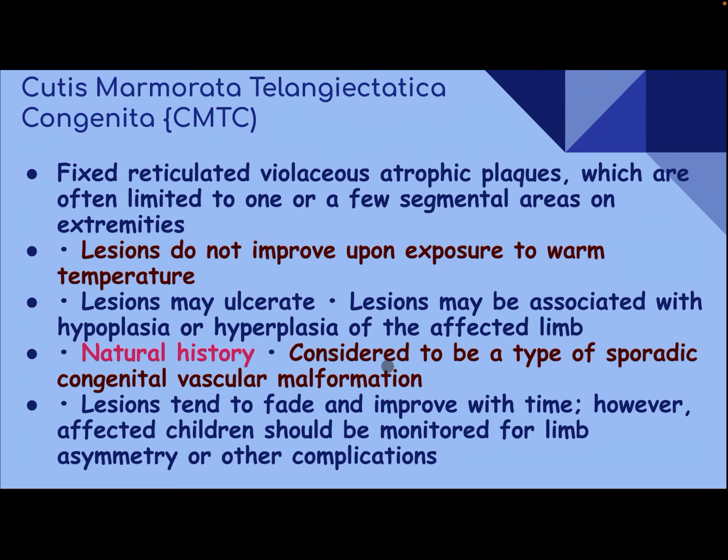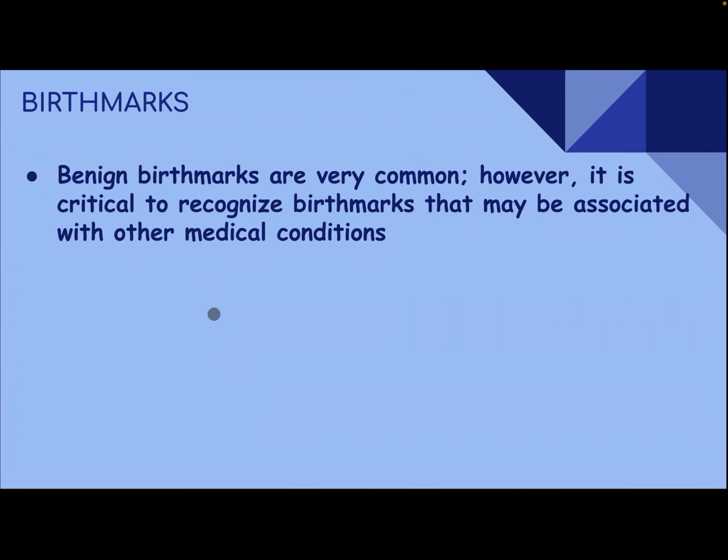Natural history: considered to be a type of sporadic congenital vascular malformation. Lesions tend to fade and improve with time. However, affected children should be monitored for limb asymmetry or other complications.